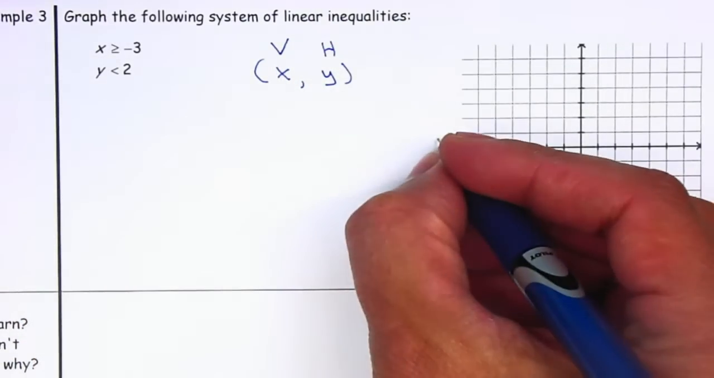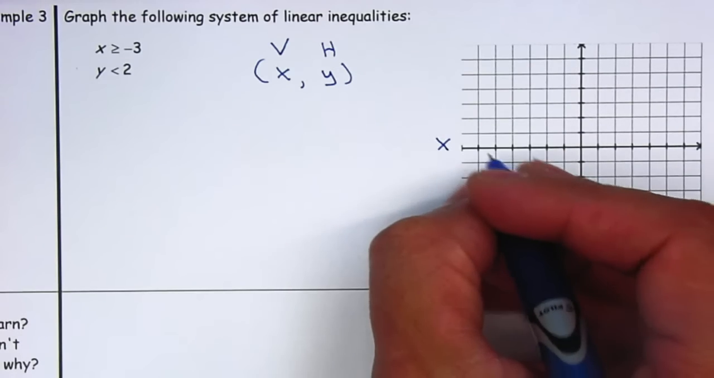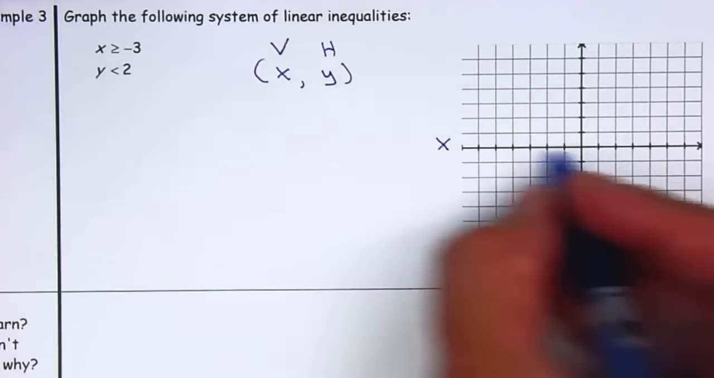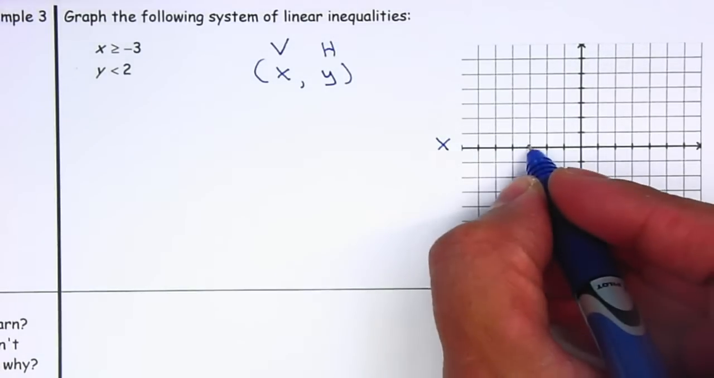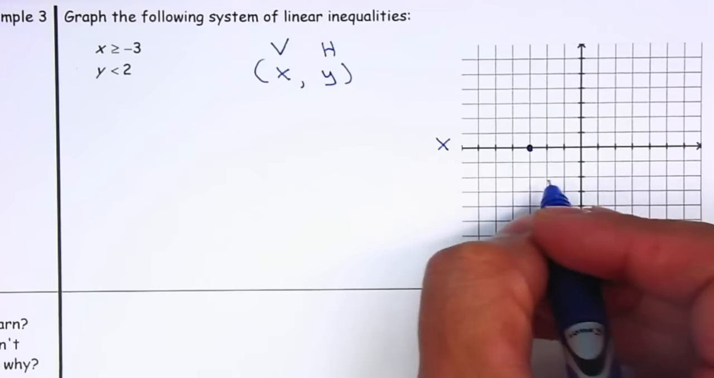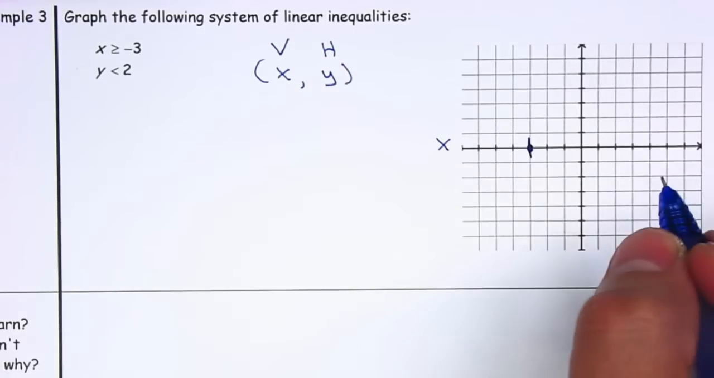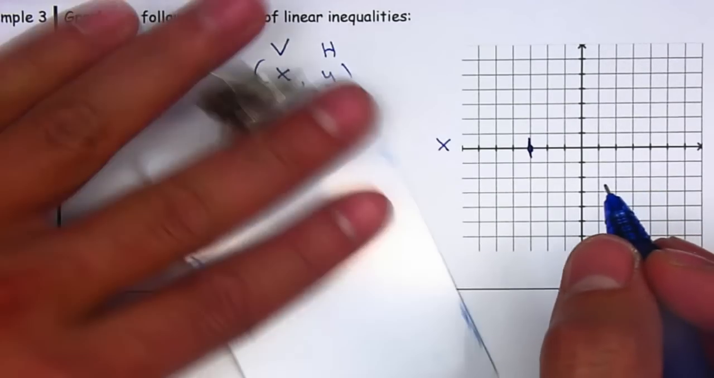Another way to remember how to graph it is on the x, I have to select the -3. So the line has to cross the -3 on the x-axis. That means it's going to be a vertical line. It's going to be a solid line.